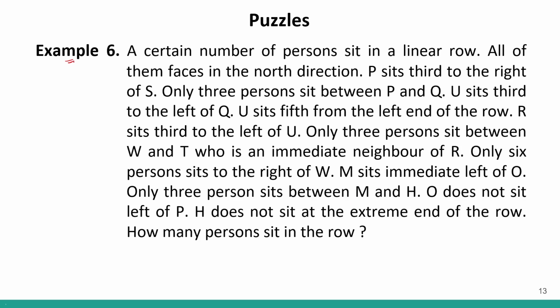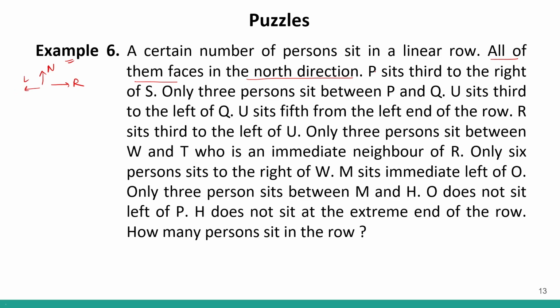Moving on to example number 6. Example number 6 says a certain number of persons sit in a linear row. So this is a linear row based seating arrangement question, but the total number of people is not known to us. Okay, so let us solve this question. A certain number of persons sit in a linear row. All of them face the north direction. So this is the direction they will be facing. This will be the right side and this will be the left side.